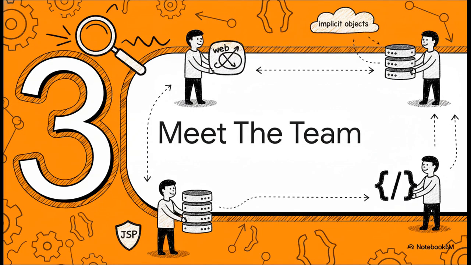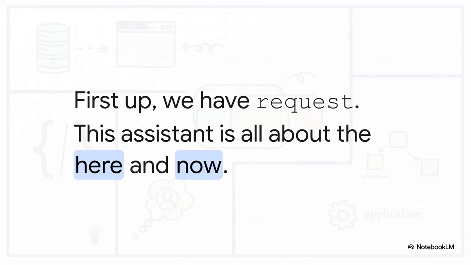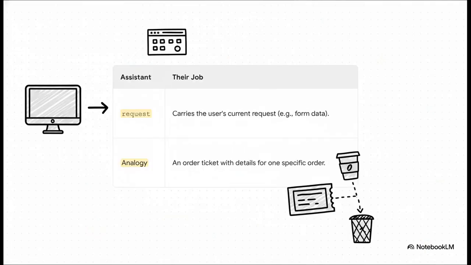So who exactly are these assistants? There are a bunch of them, but let's just meet the 4 most important members of the team, the ones you'll use all the time. First up is Request. This assistant is all about the right here, right now. The Request assistant's entire job is to carry all the information about the user's current click. So if they just filled out a form, Request is holding on to all those answers. It's kind of like an order ticket at a coffee shop. It has all the details for this one specific order. And once that order's complete, the ticket's done.